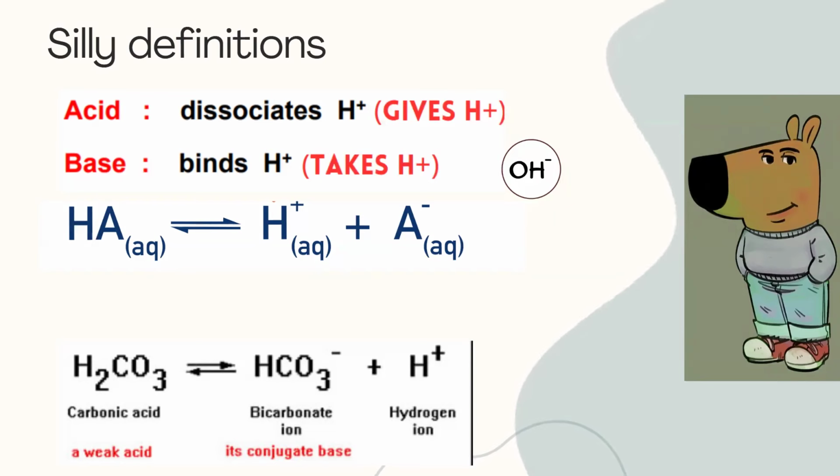And so let's start with some silly definitions of an acid. Well, an acid is something which is going to give us hydrogen ions. We can also call those protons. Whereas a base is something which is going to take protons or hydrogen ions off us, okay?